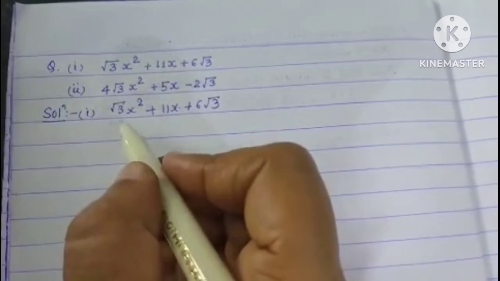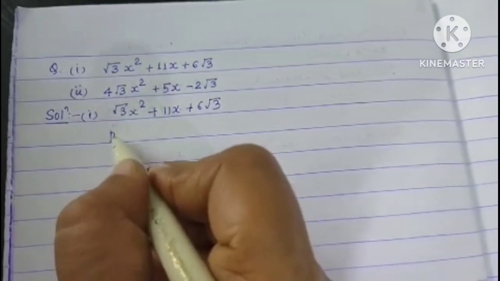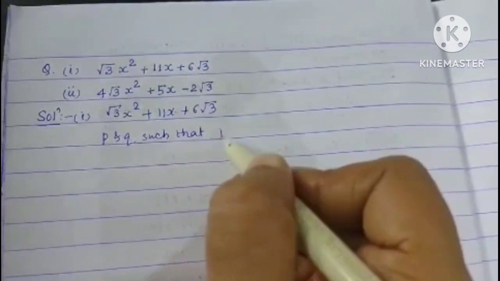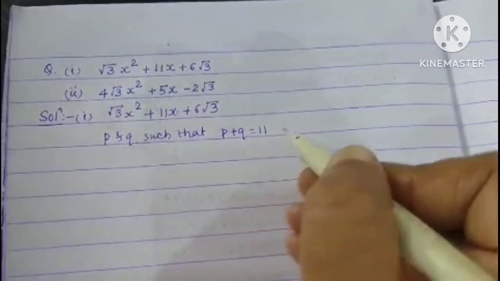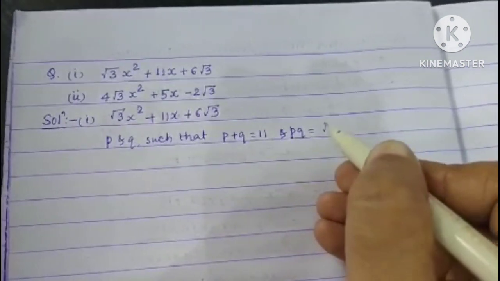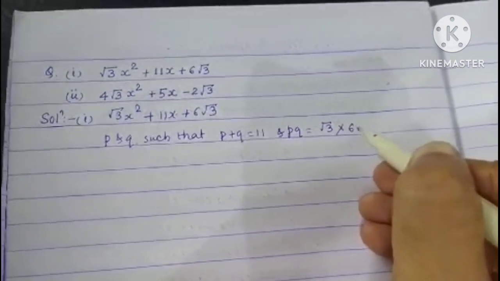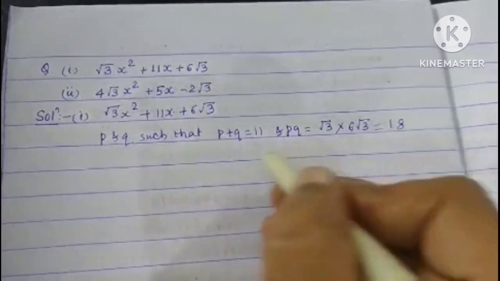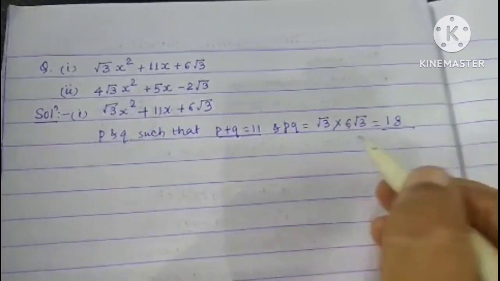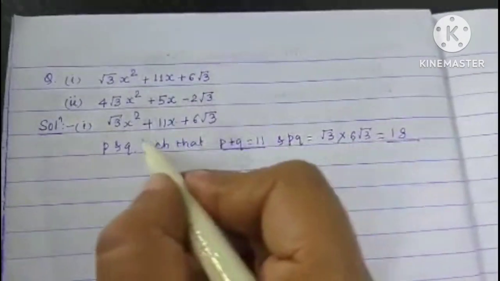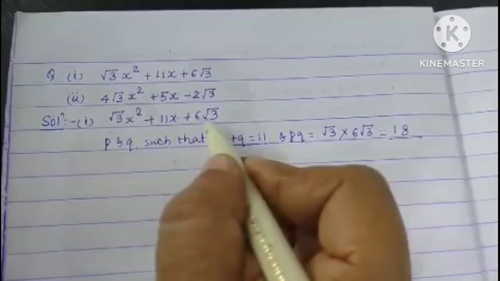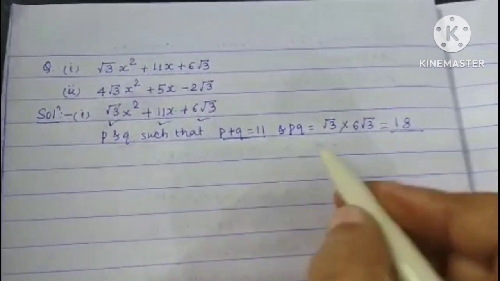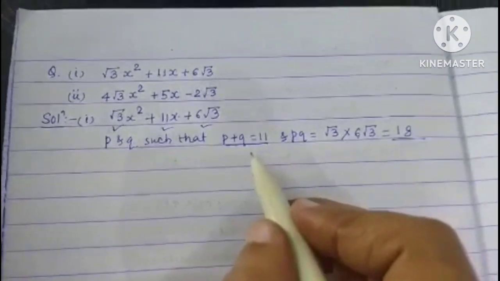Here we have to select two integers p and q such that p plus q will be equal to 11, and pq will be equal to root 3 multiplied by 6 root 3, that will be equal to 6, and root 3 times root 3 is 3, so 18. So p plus q should be 11 and pq should be 18, because when you compare with ax square plus bx plus c, b will be equal to 11 and a will be equal to root 3 and c will be equal to 6 root 3.